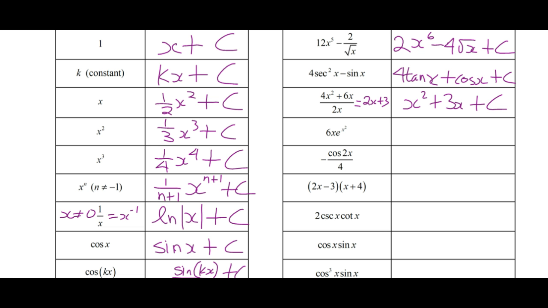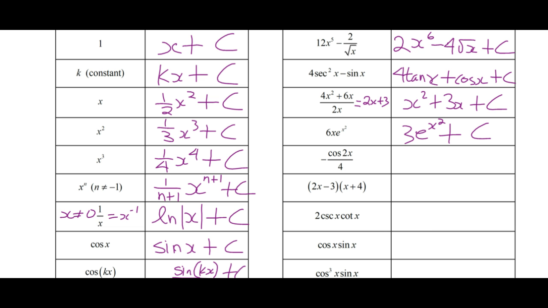6x e to the x squared. All right, let's think about this. How do we get an e to the x squared? If you have an e to the x squared, the derivative of that is going to be e to the x squared, right? But then what do you have to do with the x squared? You have to take its derivative, which is going to give you 2x. But we don't want 2x, we want 6x, so put a 3 there, and a plus c there.